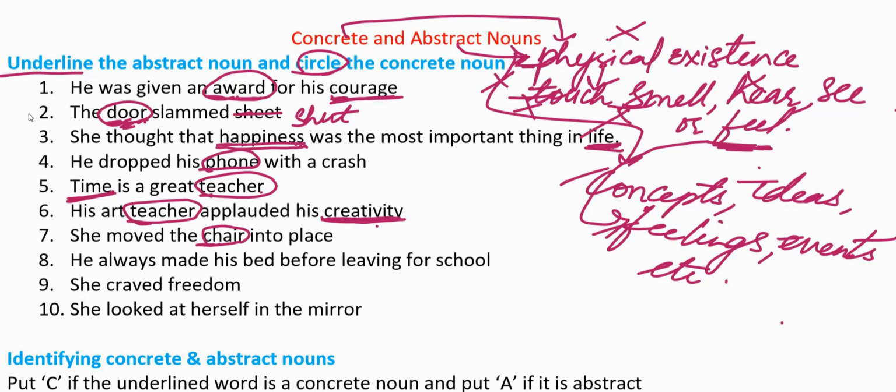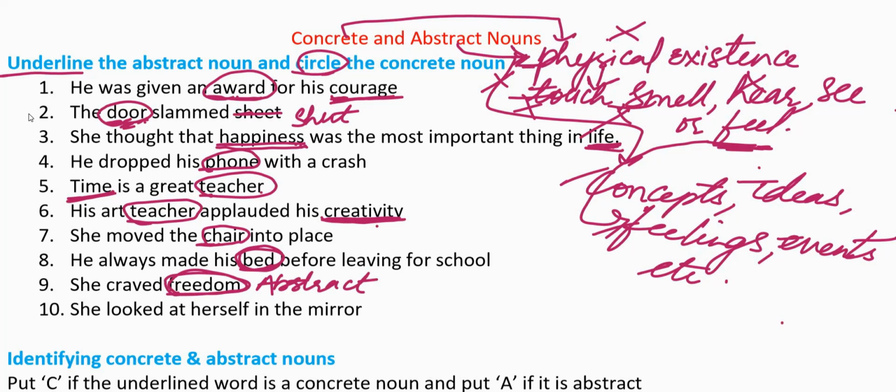He always made his bed before leaving for school. Is there any abstract noun in the sentence? There is no abstract noun. But there is one concrete noun, bed. You can touch it. It has a physical existence. Hence bed is a concrete noun. The ninth one, she craved freedom. Now freedom is an idea, or the idea of being free is called freedom. It does not have a physical existence. Hence it is also an abstract noun.